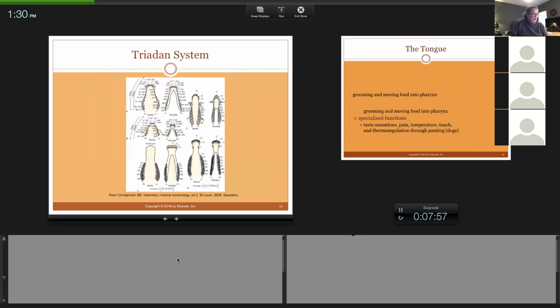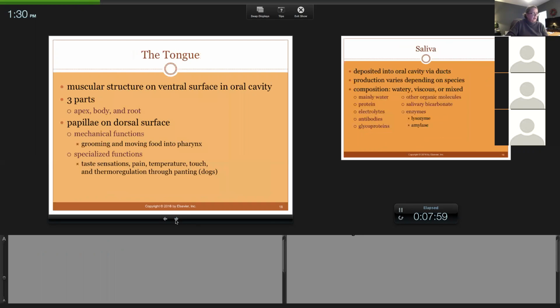What are the functions of the tongue? So it is to move food into the oral cavity and for grooming. It does help with temperature sensation, pain sensation, also thermoregulation. When an animal's panting, they look like they have the biggest tongue in the world, but they can help by evaporation and lose some body fluids through panting that will help cool them down.